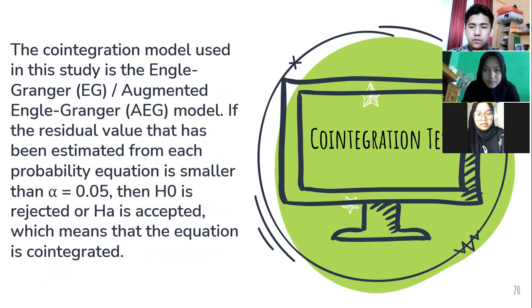Next, about the cointegration test. The cointegration model used in this study is the Engle-Granger or EG, or augmented Engle-Granger or AEG models. If the residual value that has been estimated from each probability equation is smaller than alpha equal to 0.05, then H0 is rejected or Ha is accepted, which means that the equation is cointegrated.